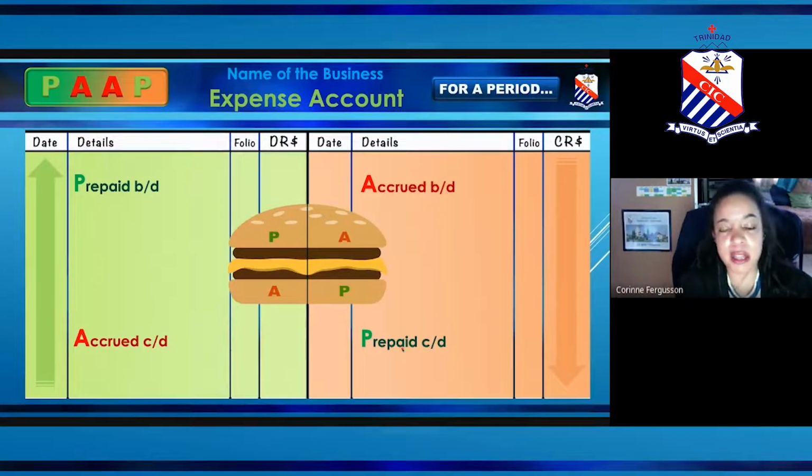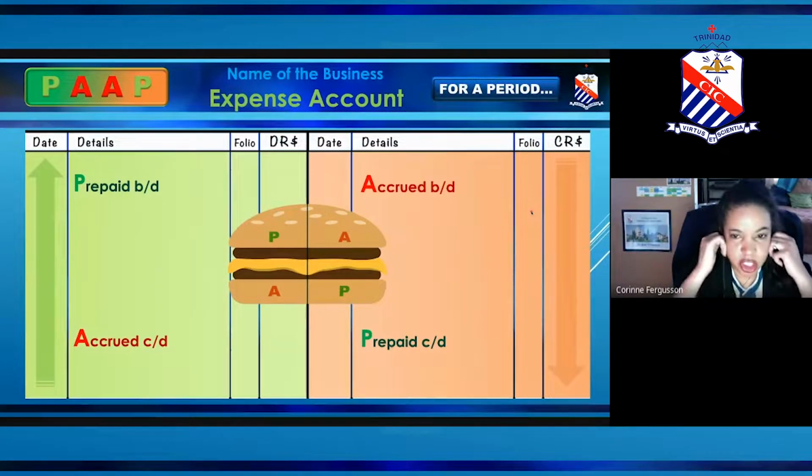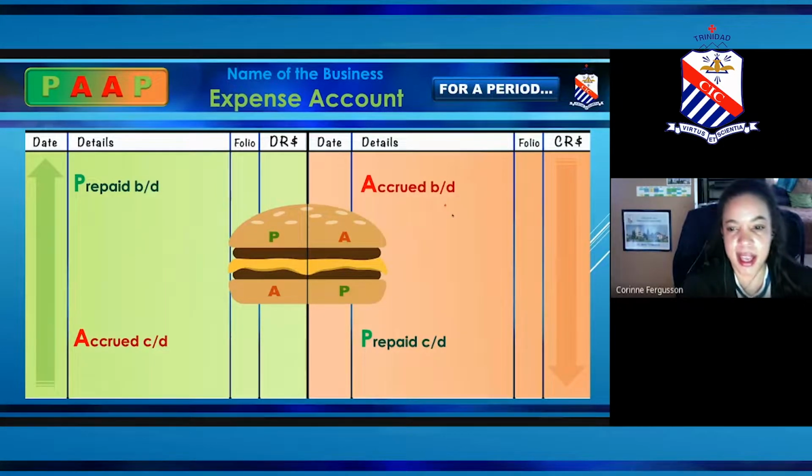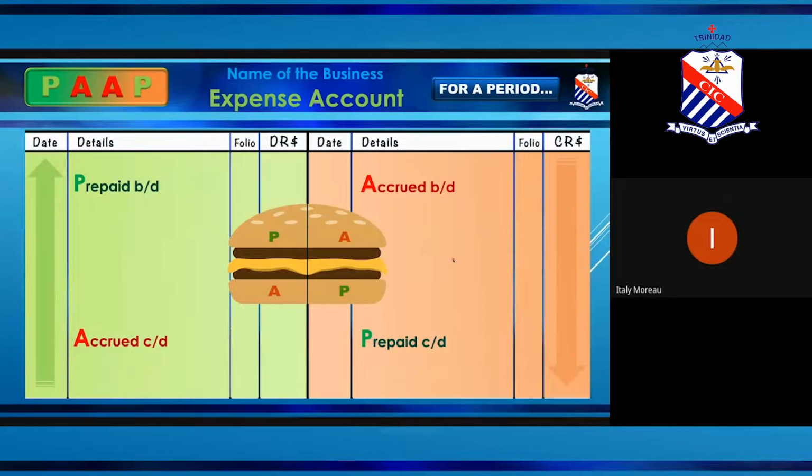But in the expense account, you do not just have your prepayments and accruals. Remember what was here before? Anybody can quickly just unmute and say if they remember what is on this side. Cash, bank. Cash or bank, excellent. And anybody remembers what was on this side? Income statement. Excellent, the income statement.